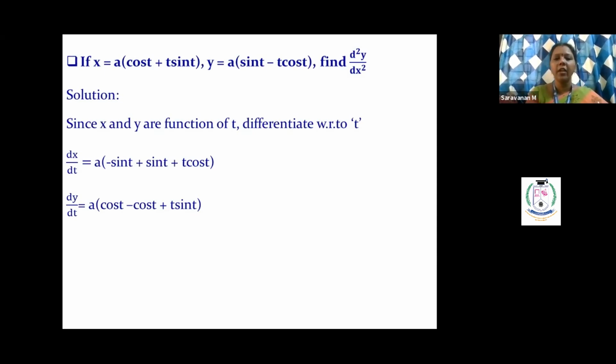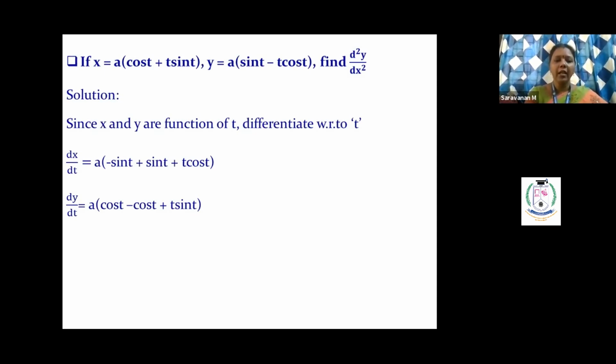Since x and y are functions of t, differentiate with respect to t first. First of all, we have to differentiate with respect to t. So dx by dt: I have written that a as it is. Differential of cos t is minus sin t. Plus, in the second term, we are having t sin t. So t sin t means we have to apply the product rule. So keeping t as it is, differentiating sin t, we'll be getting t cos t. And keeping sin t as it is, differentiating t, we'll be getting sin t into 1. So we are getting a into minus sin t plus t cos t.